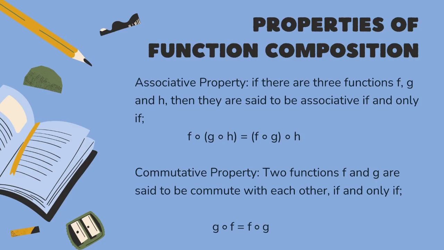There are two properties of function composition. Number one is associative property. If there are three functions, f, g, and h, then they are said to be associative if and only if the composition of f with the composition of g and h is equal to the composition of f with g composed with h.